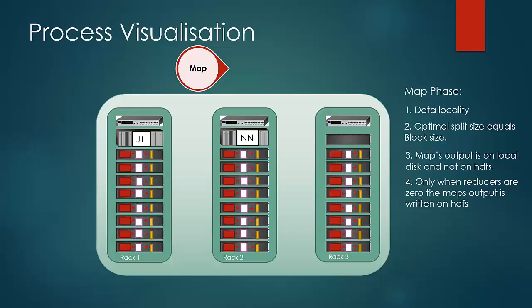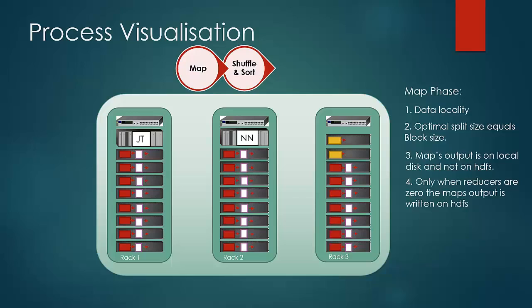Next phase is shuffle and sort. All the map output is merged, sorted and partitioned. So there are three steps that have happened. First is the merge, which is nothing but combining the output of all the map jobs. Second is sort, which is sorting the map output based on key. And third is partitioning, which means that the output is divided based on the key value.